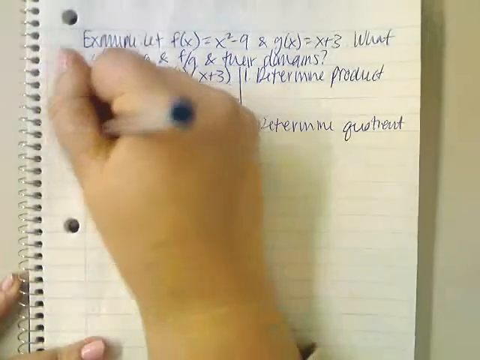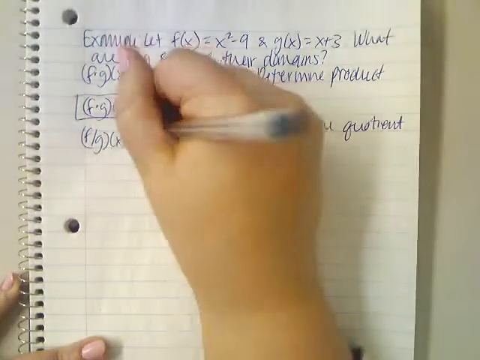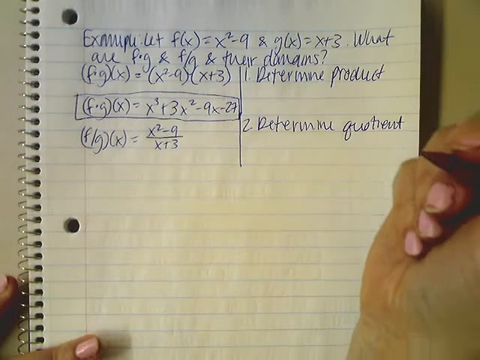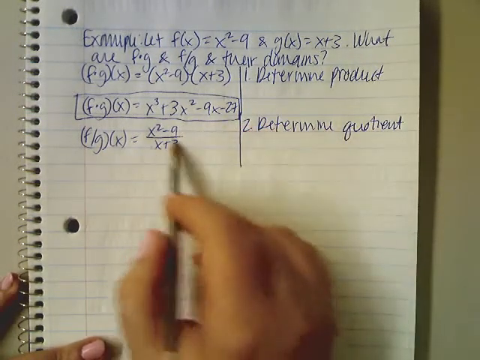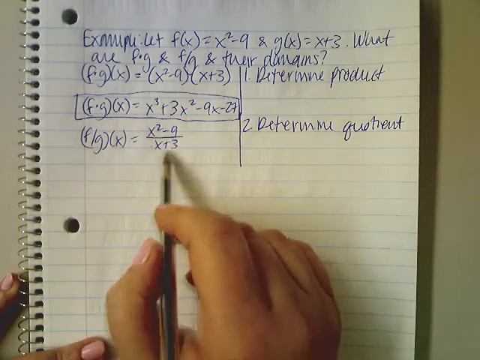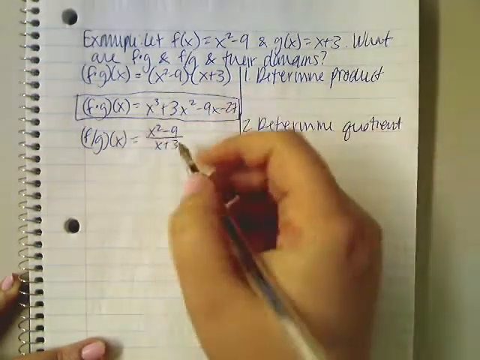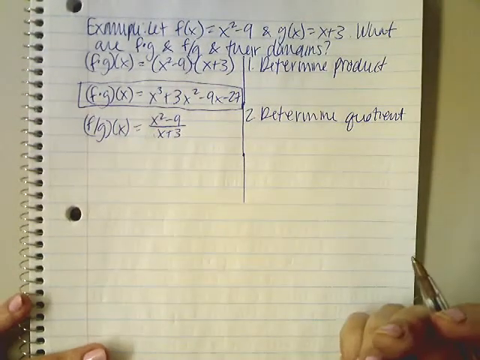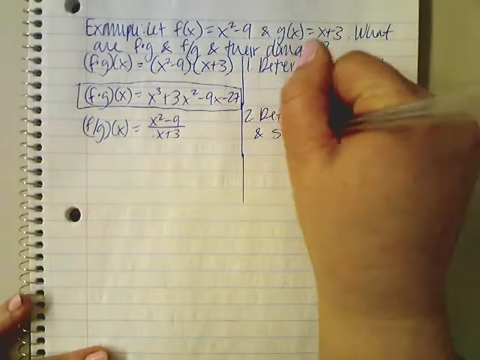So when I do that, I have f over g of x, and that's going to equal x squared minus 9 over x plus 3. And I'm going to pause here for a second and just note that we're going to have to come back to this original one, but for the process of simplifying, I'm going to keep going and simplify this fraction because I know I can factor x squared minus 9, the difference of squares. So I'm going to add and simplify.